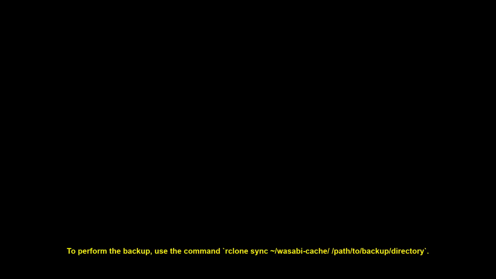To perform the backup, use the command rclone sync /wasabi-cache /path/to/backup/directory. Replace /path/to/backup/directory with your actual backup path on the VPS. Monitor the progress as rclone transfers the files.